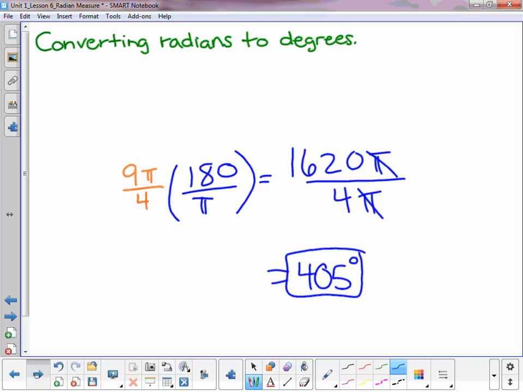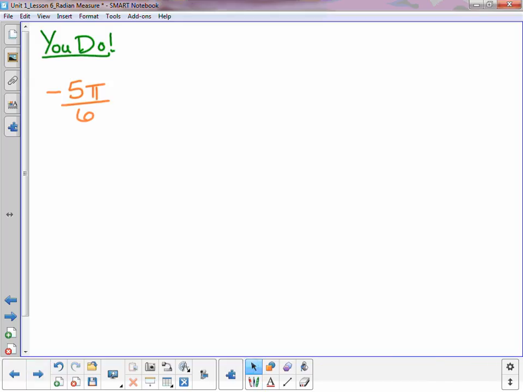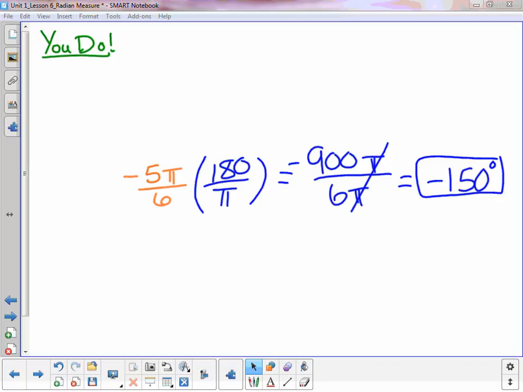So I have one for you to try, and then we're on to quiz review. Okay. So yeah, just going by the order of operations. I'm just multiplying by 180 over pi and simplifying, the pi's cancel, and I get negative 150 degrees.